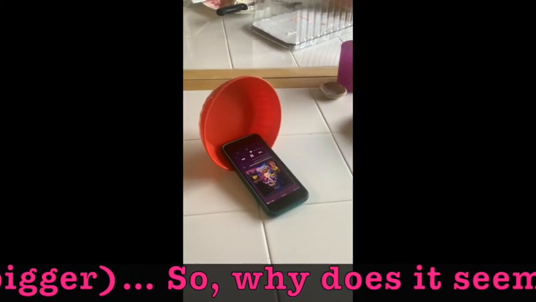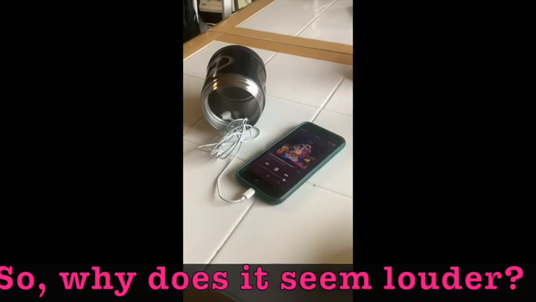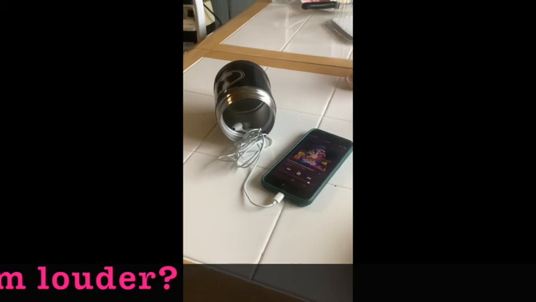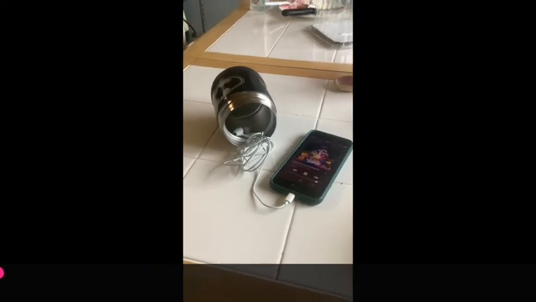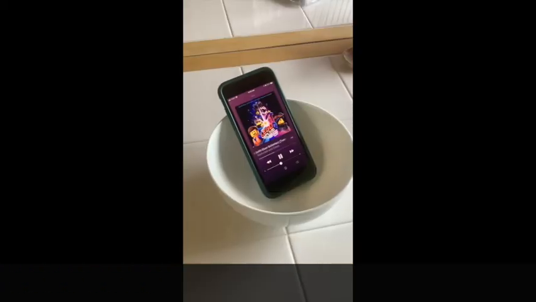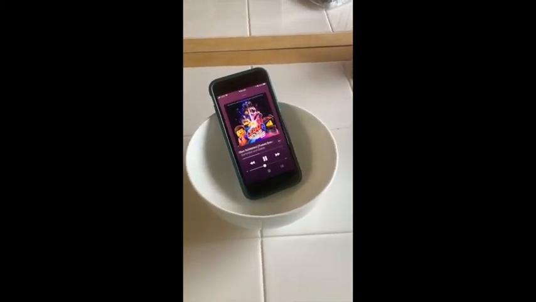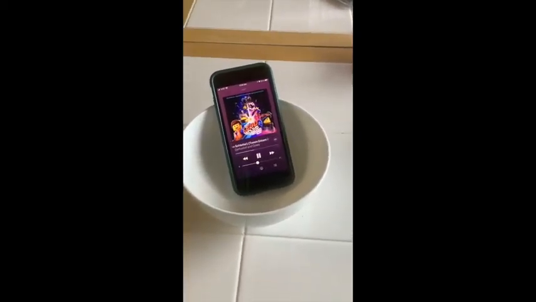So our challenge is to find the right kinds of bowls that will turn your smartphone speaker into something that makes it sound louder or seem louder, even though it's not really amplifying the volume or increasing the amplitude of the waves. Good luck.